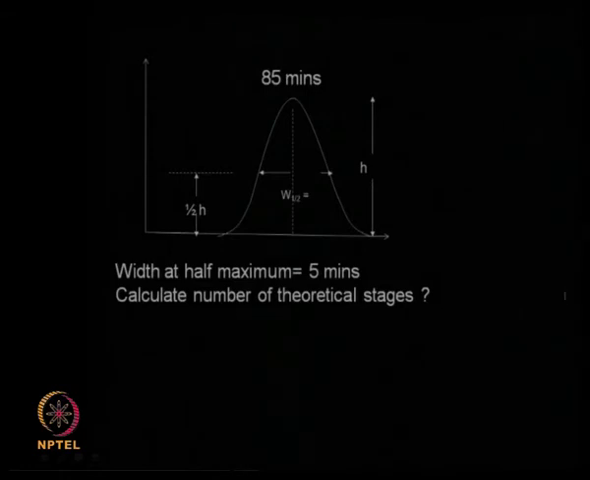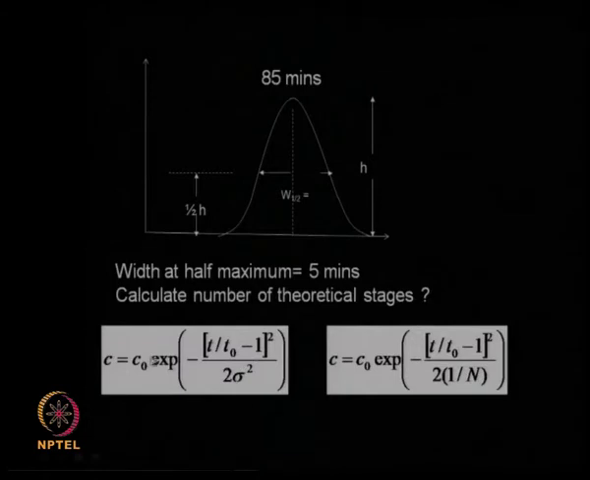So how do you do this? Think, how do you do this problem? We need to use the C equation. We can use this particular equation: C is equal to C naught exponent minus T by T naught minus 1, whole square, divided by 2 sigma square.